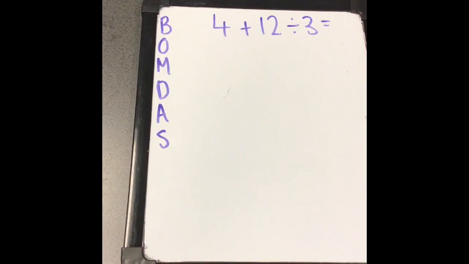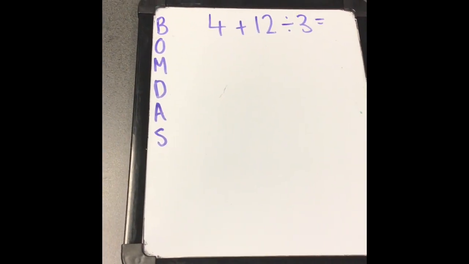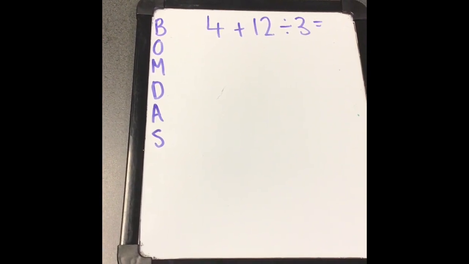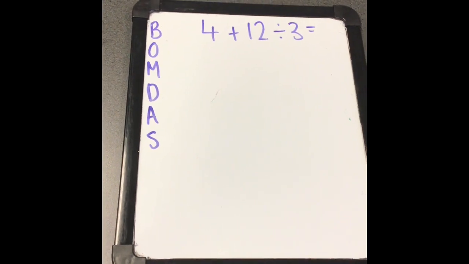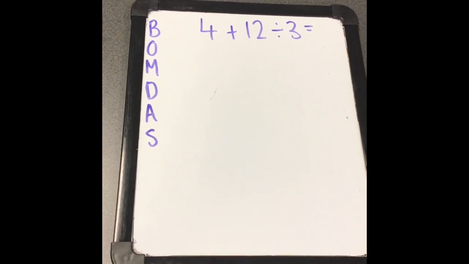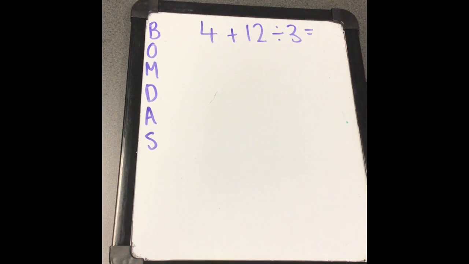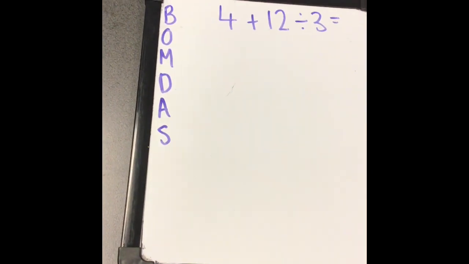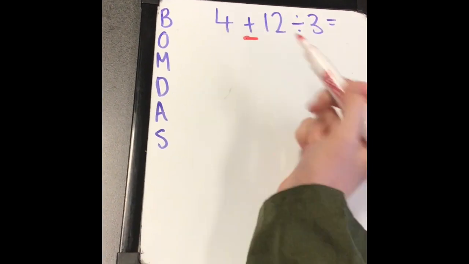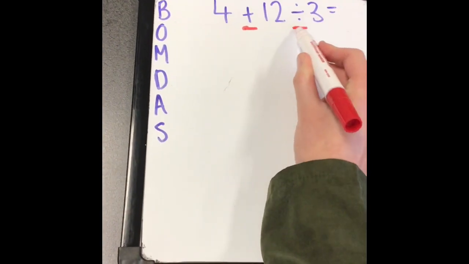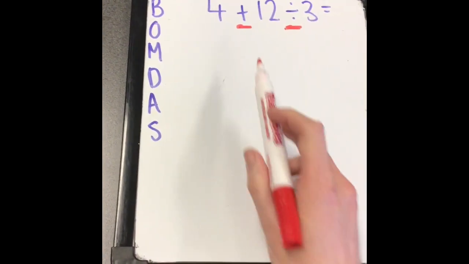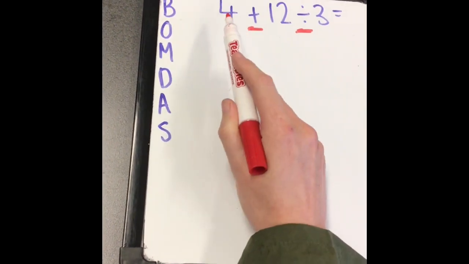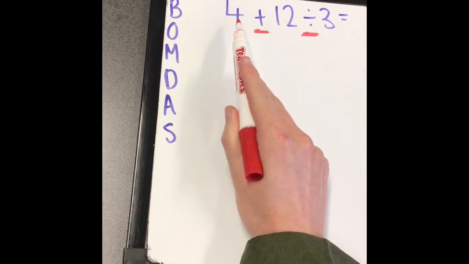Let's have a go solving this problem here. I have a problem that I'm going to use BOMDAS, the order of operations, to help me solve. My problem here is 4 plus 12 divided by 3. First step I need to do is identify what my operations are. So I know I have an addition sign and a division sign. I know I'm going to have to divide 12 divided by 3, and I'm also going to have to add 4.